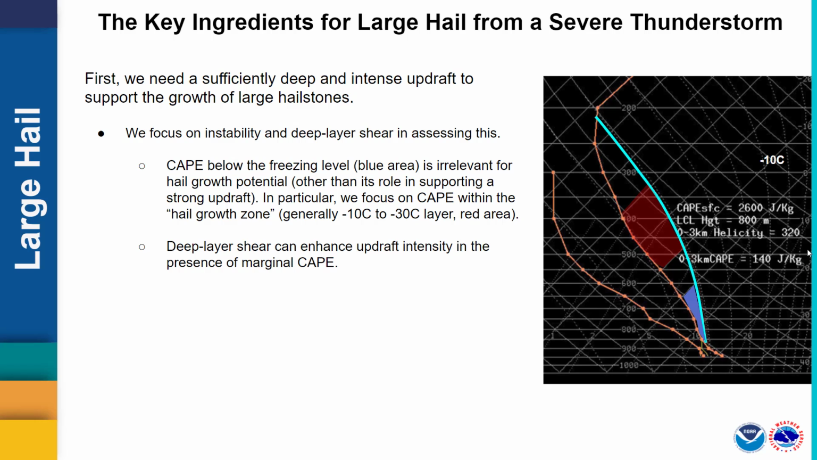In particular, though, we focus on CAPE within the hail growth zone, shown in the red shaded area, generally between the -10 Celsius and -30 Celsius levels. We also look at deep layer shear, which can enhance updraft intensity, particularly in the presence of more marginal CAPE.